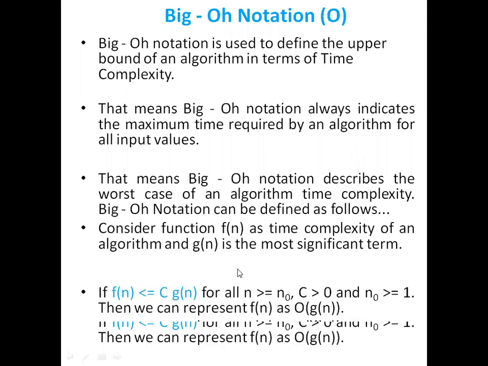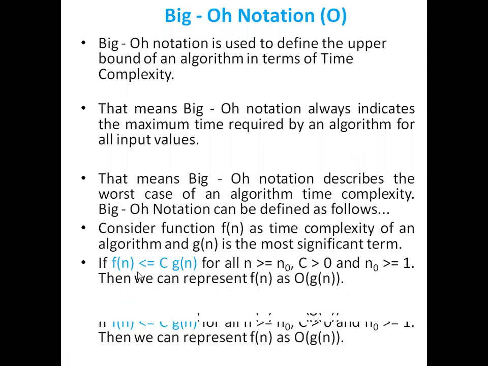Then it can be denoted as f of n is less than or equal to c into g of n, for all values n greater than n0. N0 means 1, and c is always a positive constant, and this is represented as f of n is equal to order of, or big OH of, g of n.